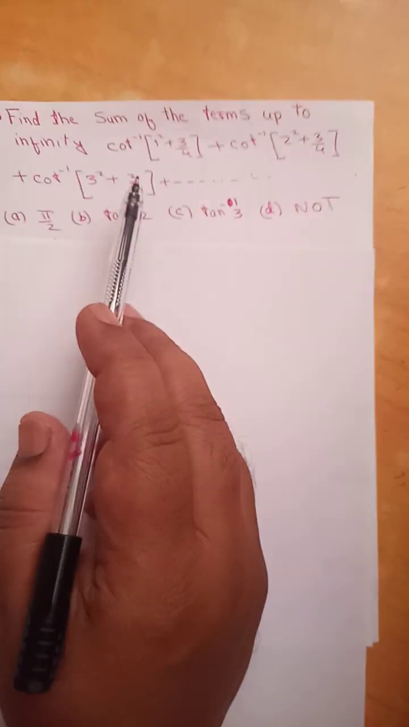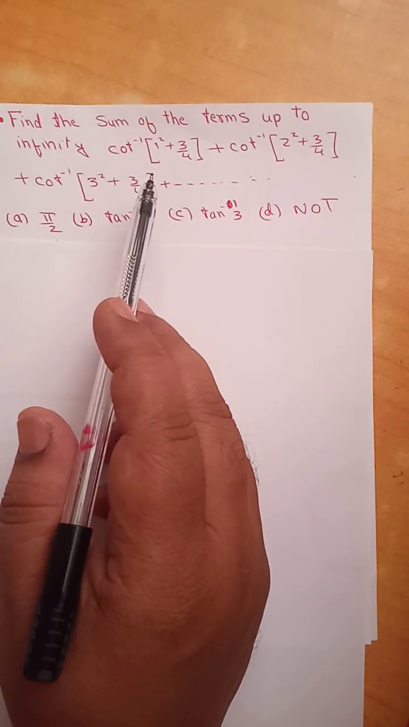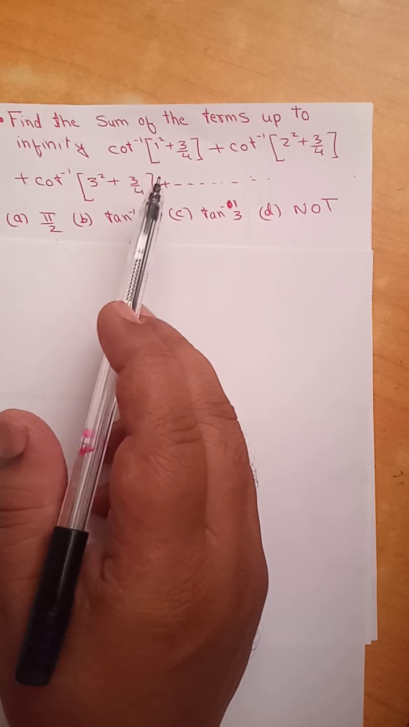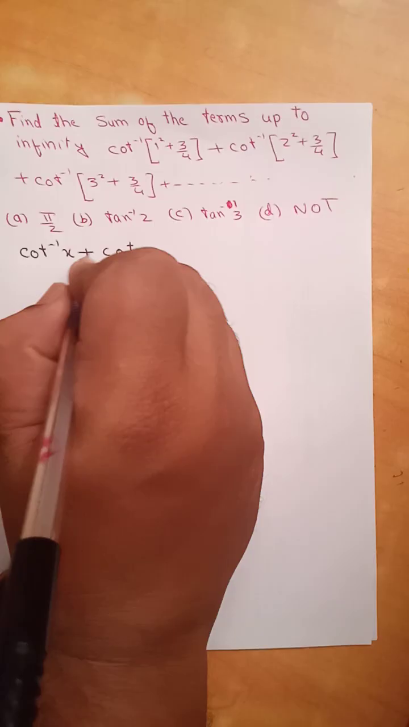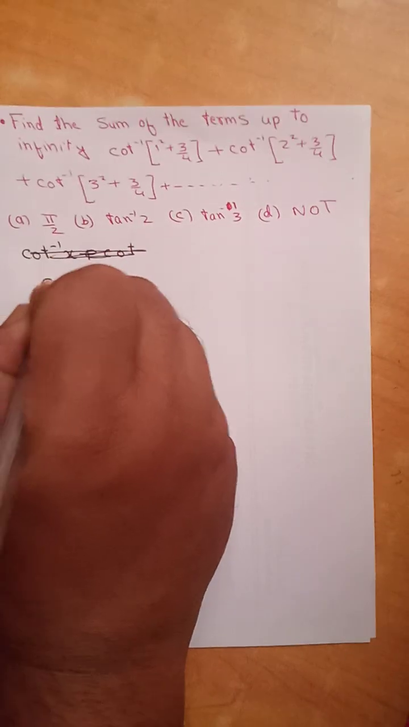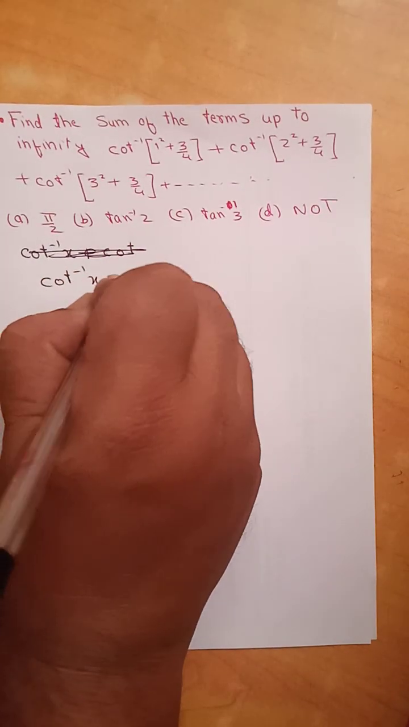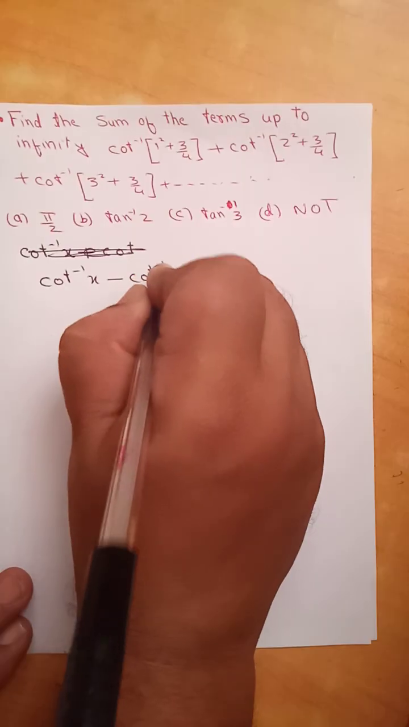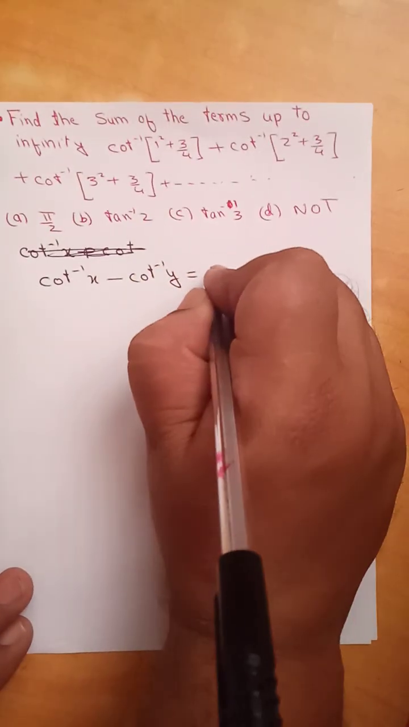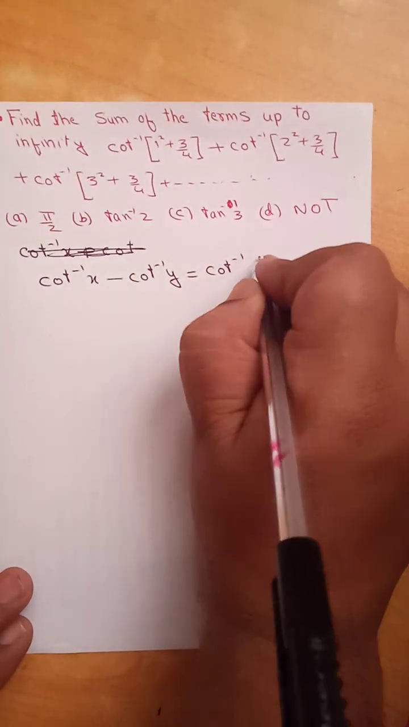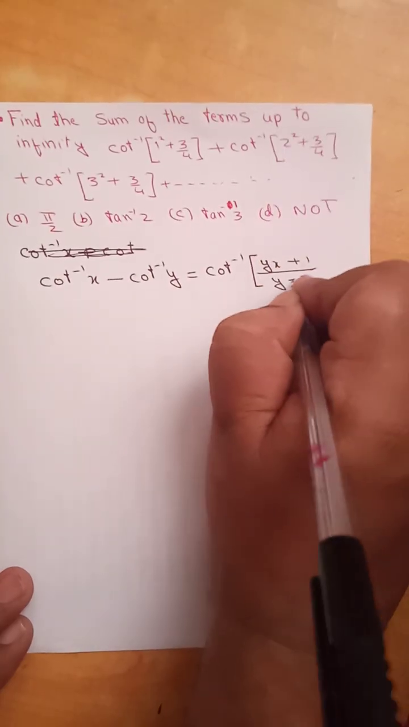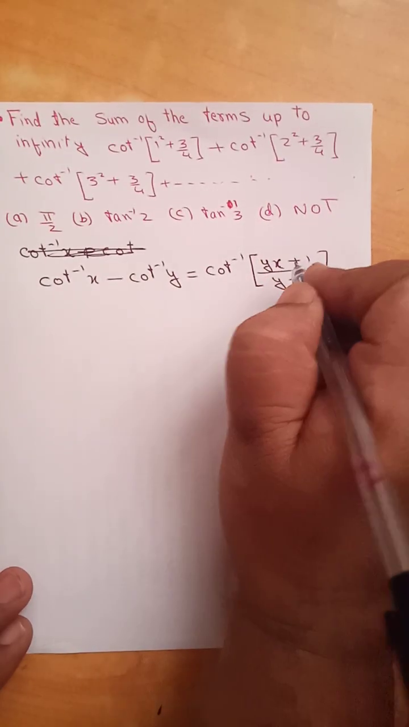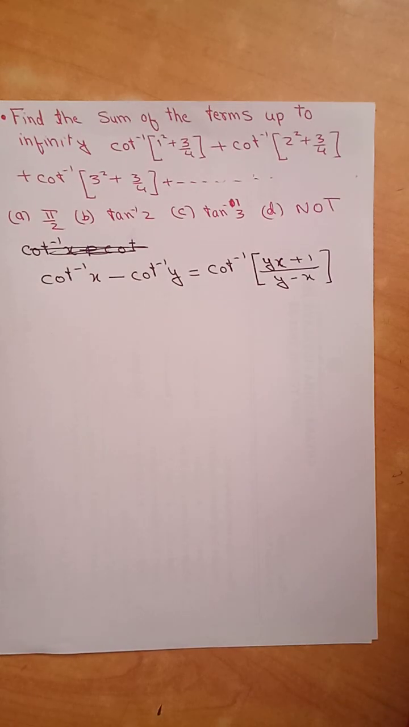For this problem I will not convert into the tan inverse formula. By using the cot inverse formula only I will write it. Now we know that cot inverse x minus cot inverse y is equal to cot inverse of (yx plus 1) divided by (y minus x). Here I will write y first, then x: (yx plus 1) divided by (y minus x).